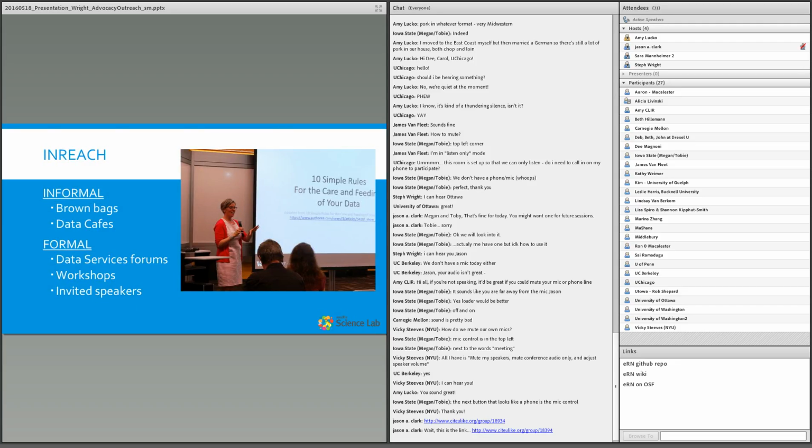Okay, InReach. This is where it's a little more complicated. I've been a part of many conversations where people are struggling with bringing their colleagues from inside their library on board and participating in data management support services. It's scary. People are overloaded. They already have a lot on their plates. They don't want to take on another thing.